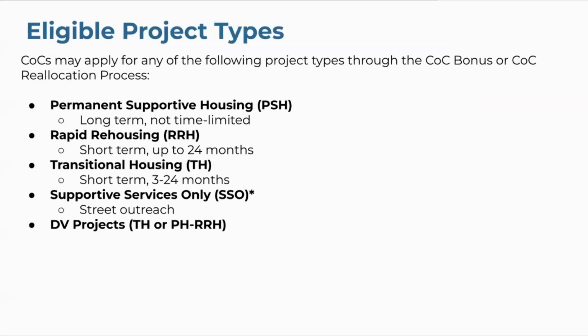Okay, so now getting into the actual grant eligible project types. So these are the project types that are available. Permanent supportive housing is long-term, not time-limited housing. Rapid rehousing is short-term and is up to 24 months. Transitional housing is also short-term, up to 24 months.